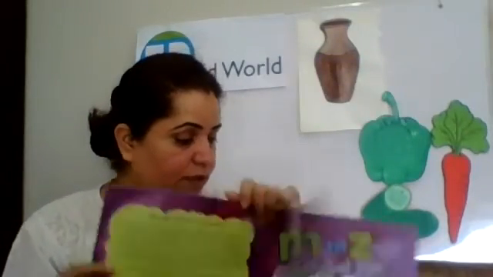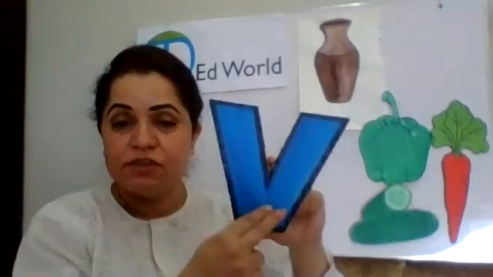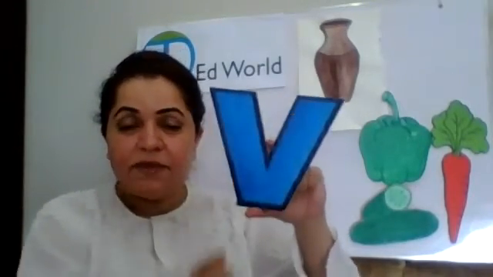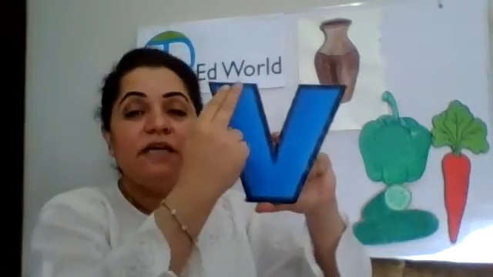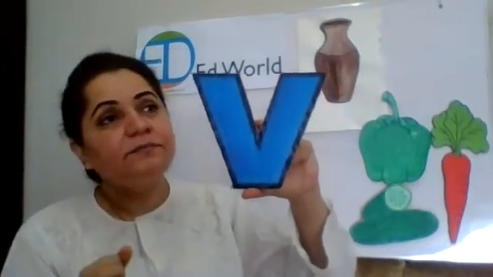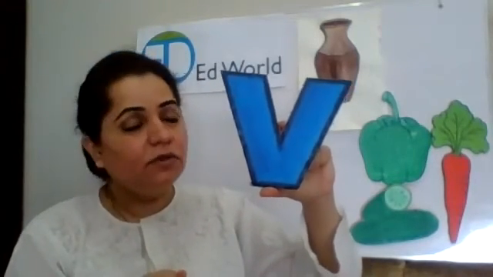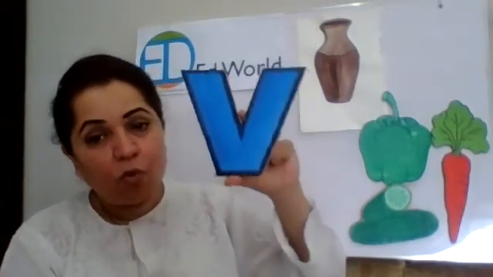So we did V today, the vocabulary of V and the tracing of V. With V we've done vegetable, we have done vase, we have done violin, we have done volcano, we have done vulture, we have done Venus, we have done van, right? So these are the kind of vocabulary, a couple of things which you have done with the alphabet V, right?